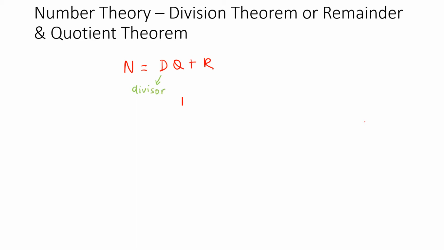Q is our quotient, which is this right here. R is our remainder. And N is the dividend. And the dividend is basically what the divisor divides.